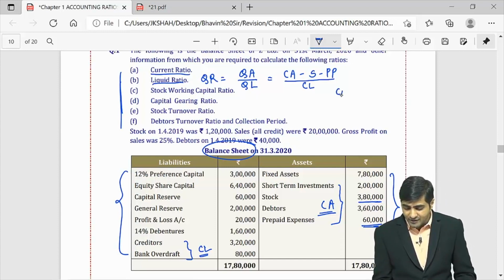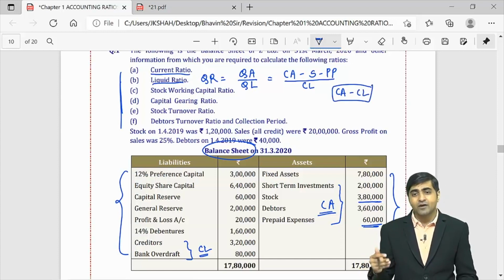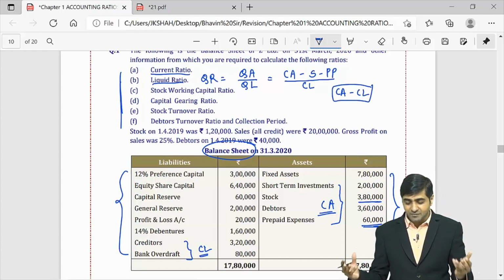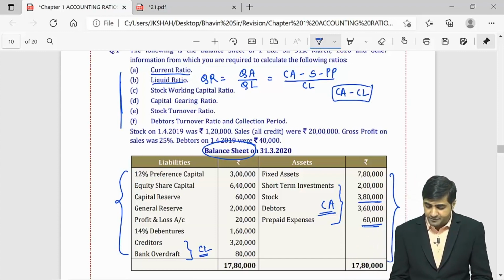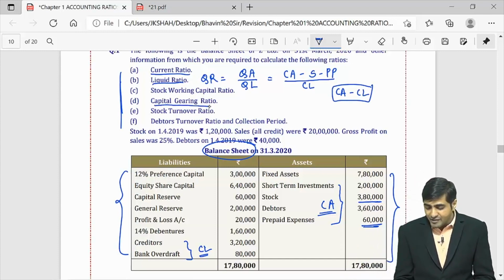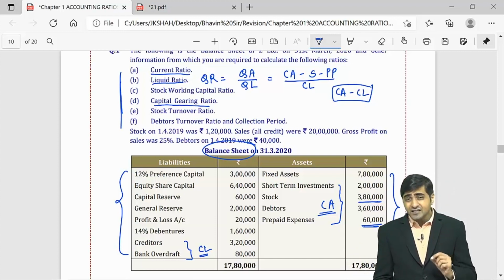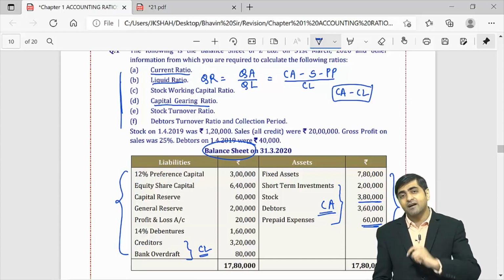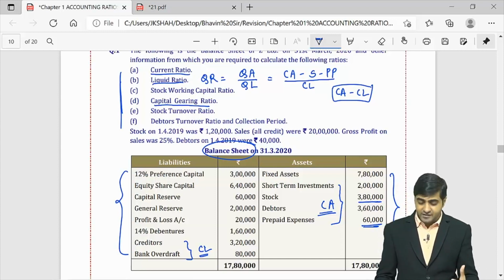It will be nothing but current assets minus current liabilities. So whatever you have calculated in the first part as current assets and current liabilities, simply subtract it, and you will get the working capital. When we are talking about capital gearing ratio, guys, we have to take the items from the fixed obligatory sources and divide that by non-fixed obligatory sources.